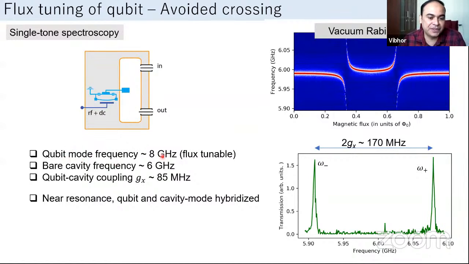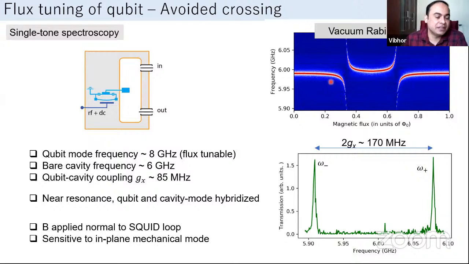So we have a qubit mode, which is around 8 gigahertz in frequency, and a bare cavity frequency of 6 gigahertz. If we take a line cut, a line plot, at 0.33 phi naught, then we can see both the dressed eigenstates clearly. And from the separation of these two, we can establish the qubit-cavity coupling of about 85 megahertz. If you want to call them that, these are the qubit and transmon type of modes. Near resonance, these two are hybridized. The magnetic field applied in this case is perpendicular to the plane of the SQUID loop. So, since the magnetic field is perpendicular to the SQUID loop, we will be sensitive to the in-plane mode of vibration.